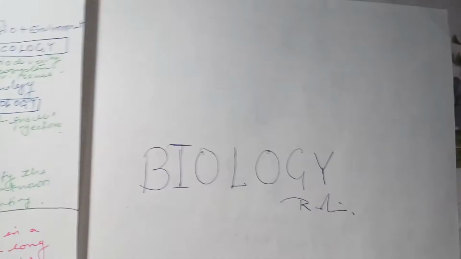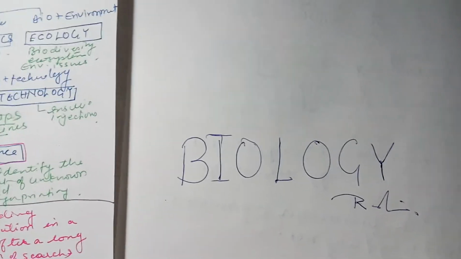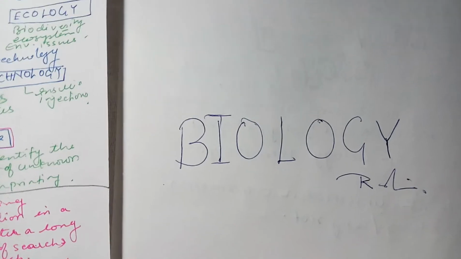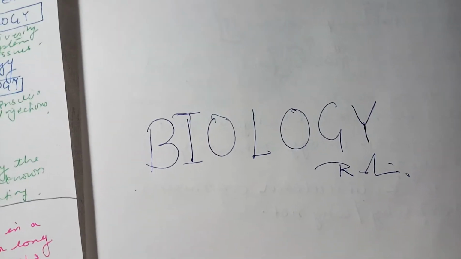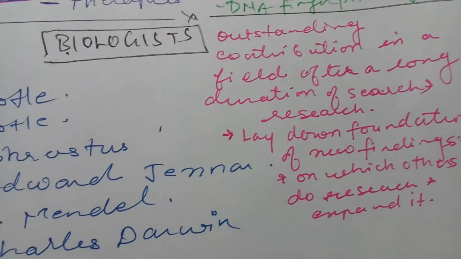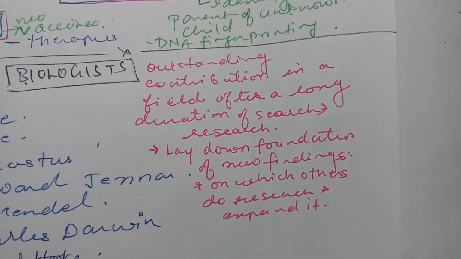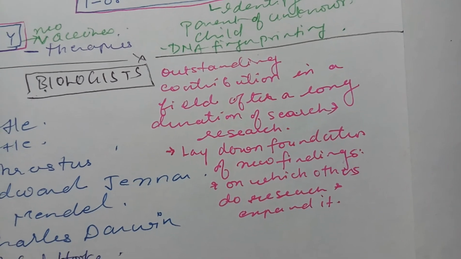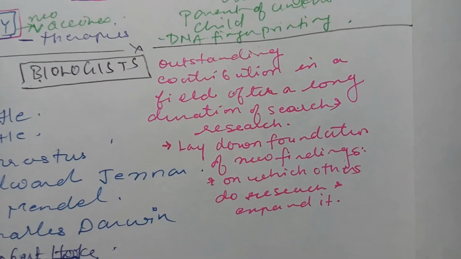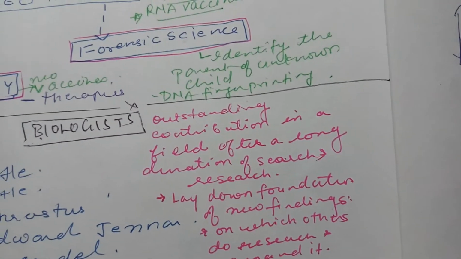Biologists are people who do some outstanding work, or who have made some outstanding contribution in the field of a subject, and since they have done so, they are called biologists. Some of the biologists have laid down the new findings on which others do the research. They have studied the subject so well that it laid down the foundation of a new branch in biology, and all those pioneers are called fathers of a particular branch of biology.